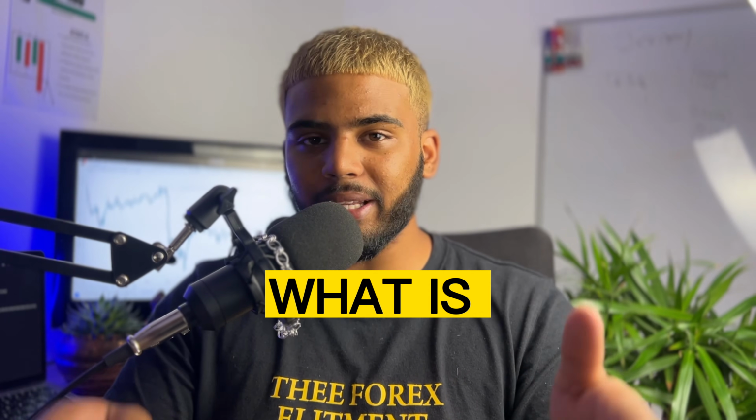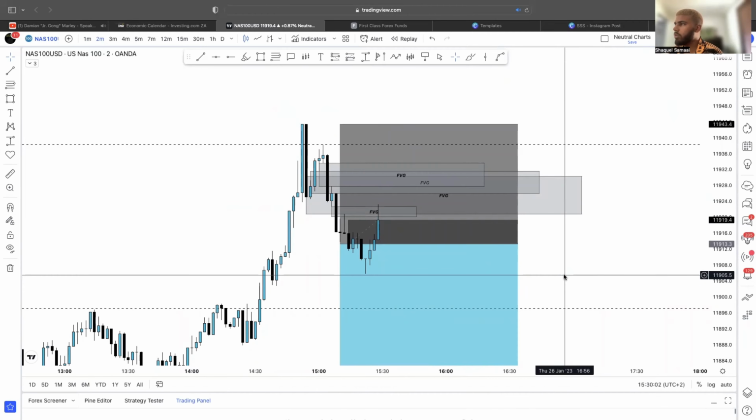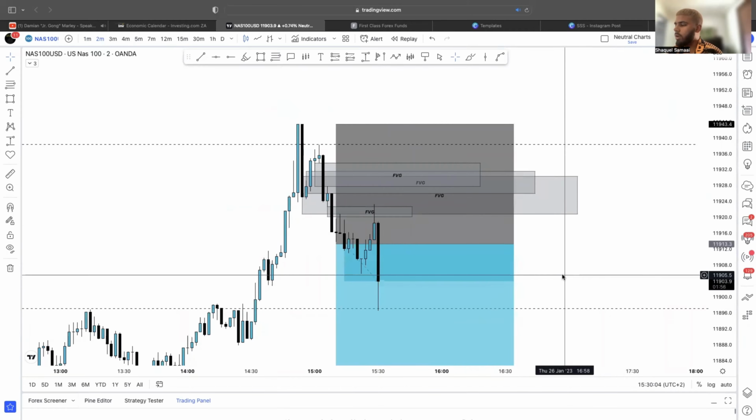Let's understand what is high frequency scalping. It's fast movements that are injected into the Forex market on a lower time frame from the central banks, from the hedge funds, and from the market makers.